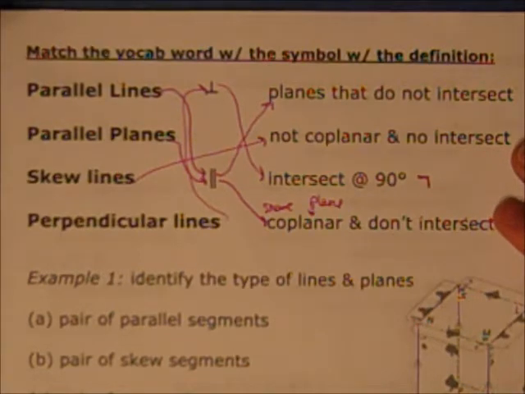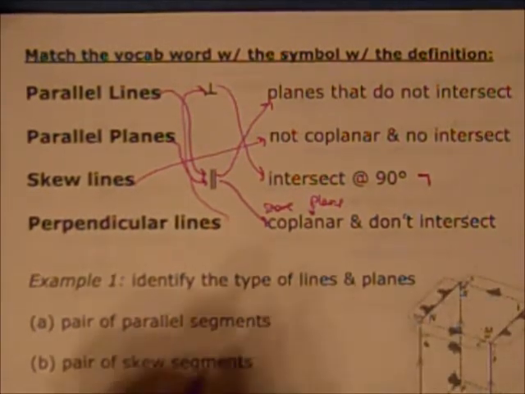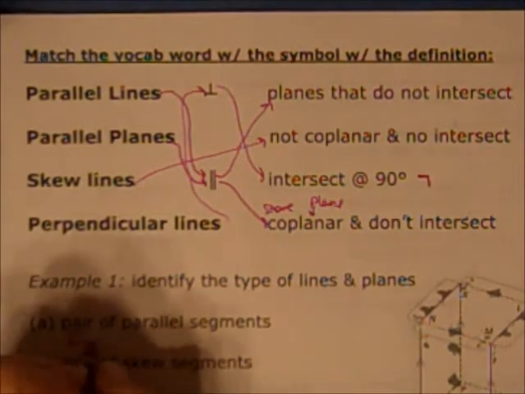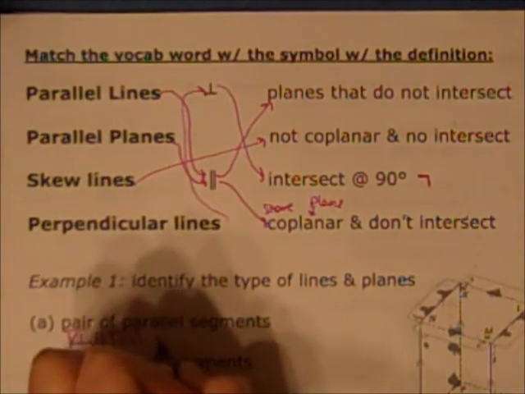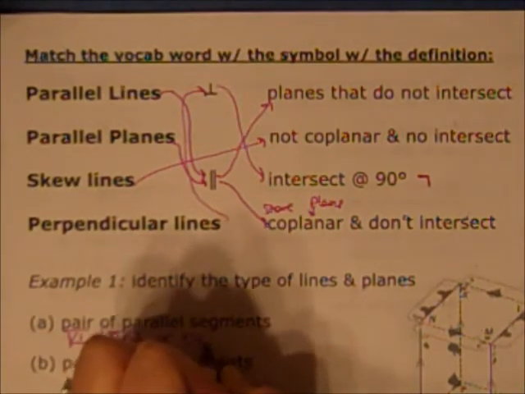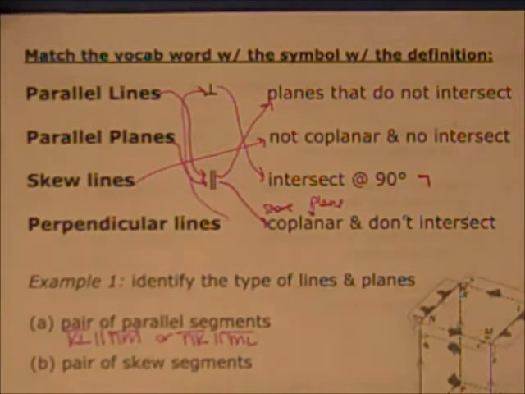Identify the types of lines and planes. Now, with something like this, there are several choices for all of these. I'm going to name a few, and you can name all of them if you want to, but I'm just going to name a couple. Okay, so parallel segments, we're looking for them to be on the same plane, but not intersecting. So if I look at the top of this card deck here, I could choose KL is parallel to NM. Or on that same plane, I could also do NK is parallel to ML. I could go and I could do that on every plane.